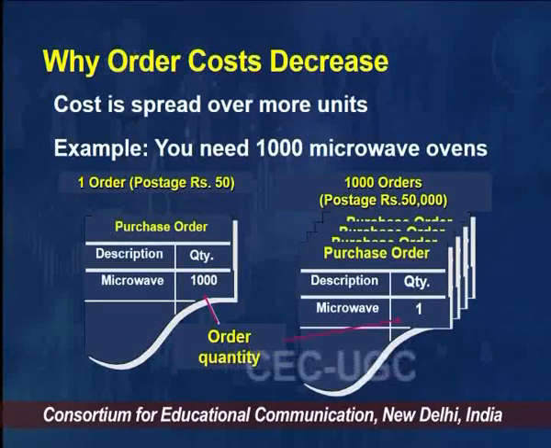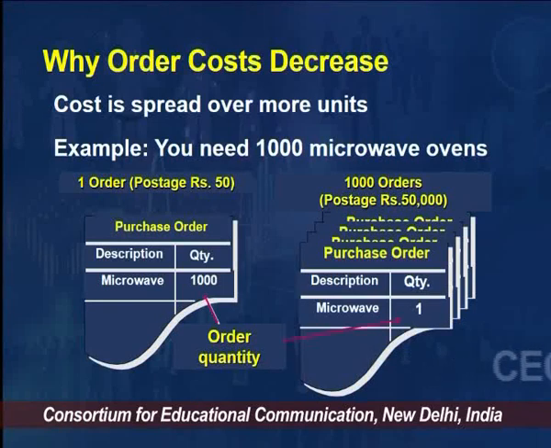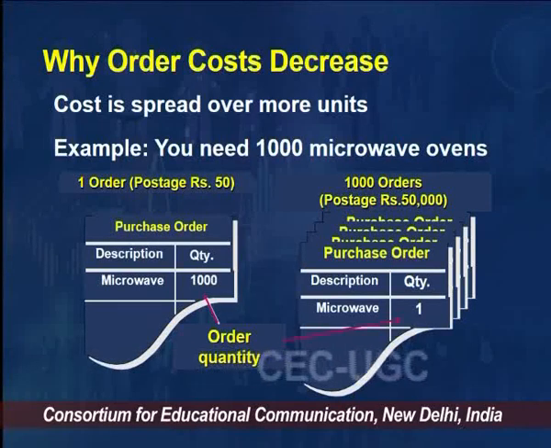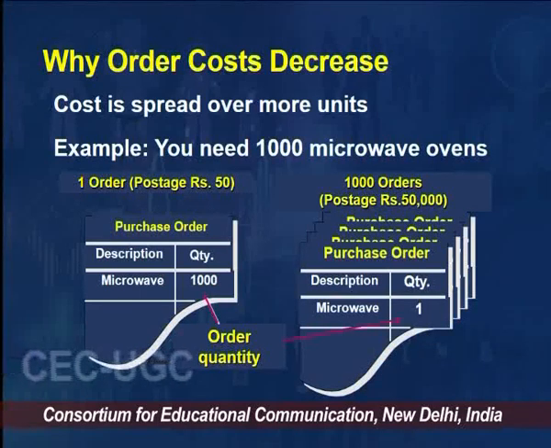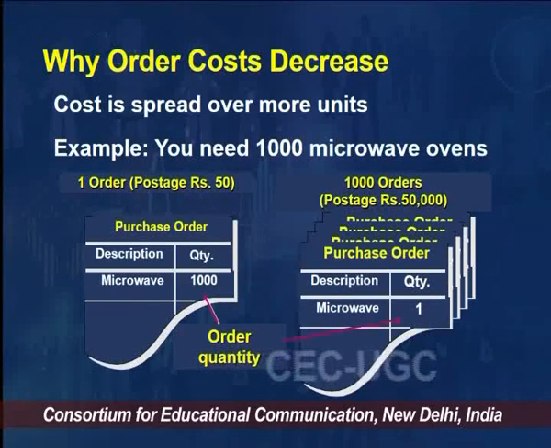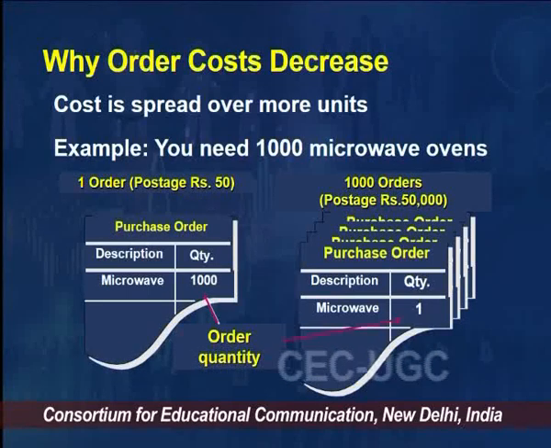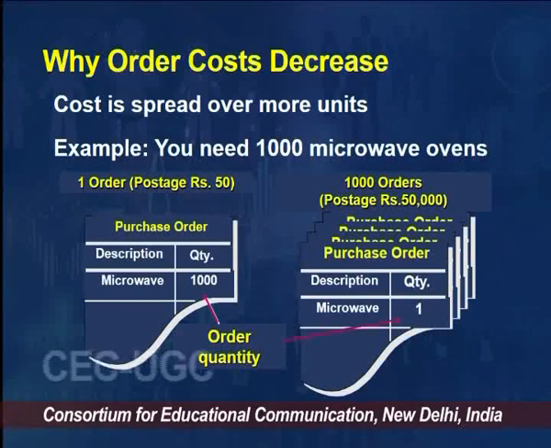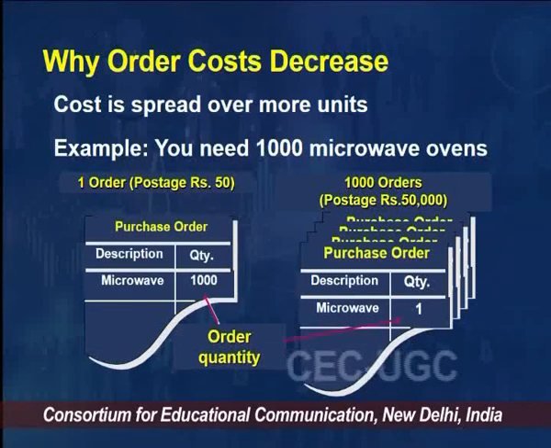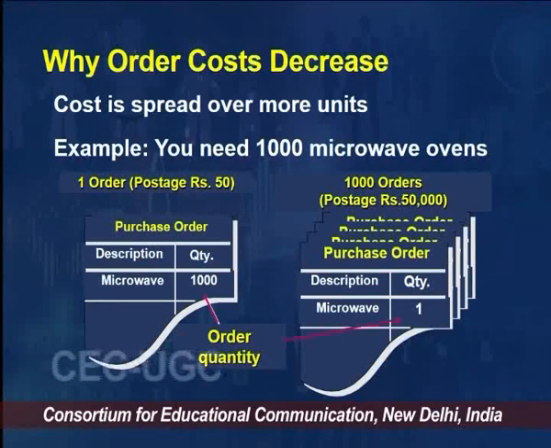Then why does order cost decrease? Suppose you give one order, and we have just assumed one example that some business is ordering one microwave oven. Let's say this business is a retail shop. So this retail shop is thinking that once one microwave oven gets sold, then he will buy another one. So for example, the postage cost: for simplicity's sake, for ordering one microwave oven it takes 50 rupees postage, courier charges. So if he orders 1000 times, there will be 50 into 1000. So the cost of even courier itself will be 50,000. So that means ordering cost decreases when the order quantity is more.